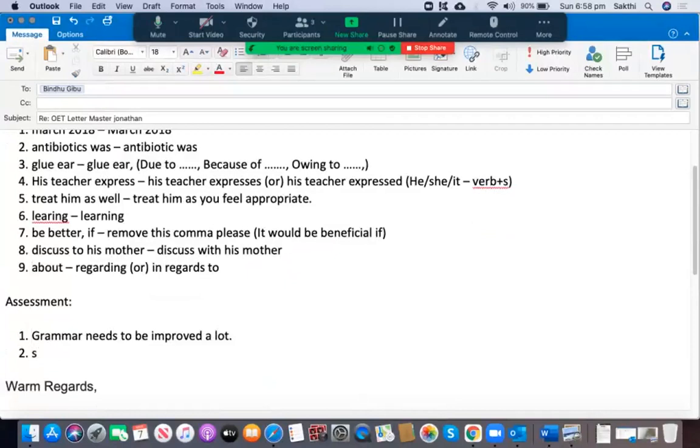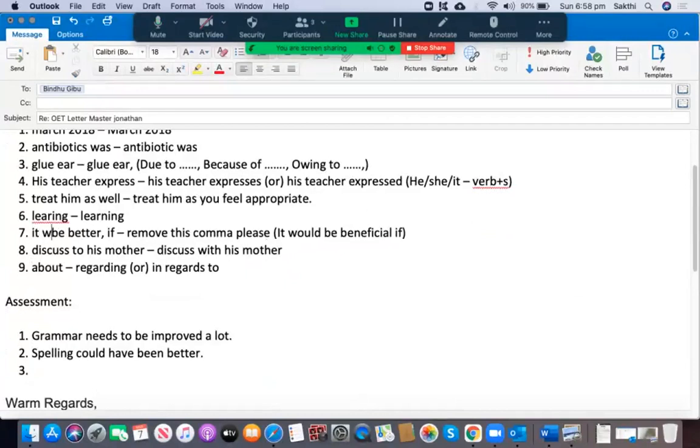Spelling could have been better. Don't write "it would be better", or "it will be better". Instead of that, use "it would be beneficial". We don't use "will". Don't use certain phrases like will and shall. That's not needed here. When you have to make a request, it's better to use would be, could be. That is more formal. Do you know what I mean?